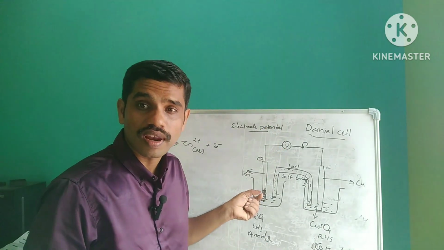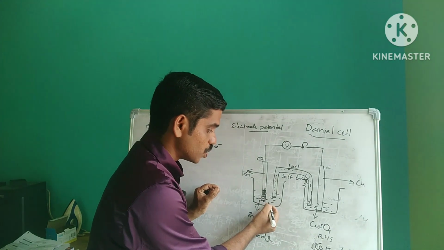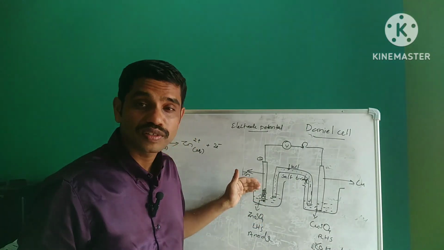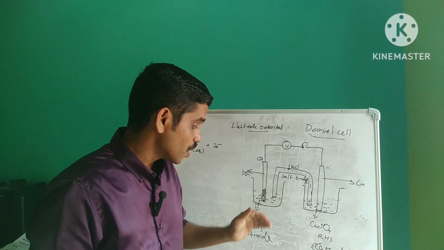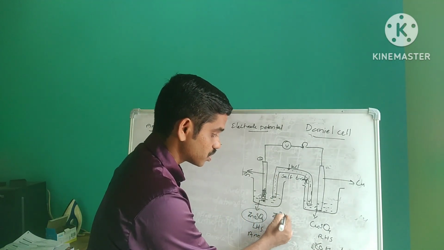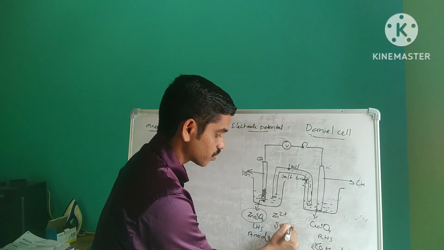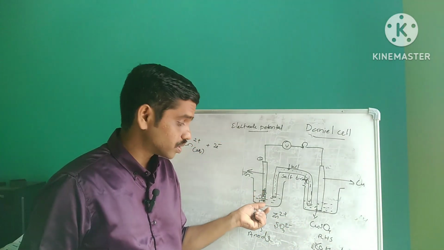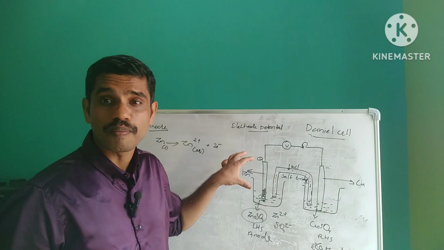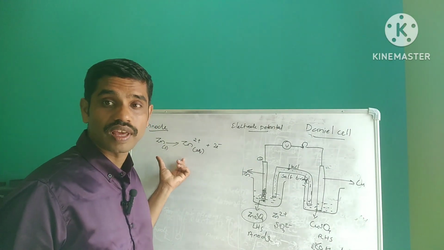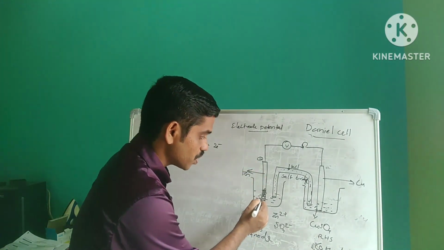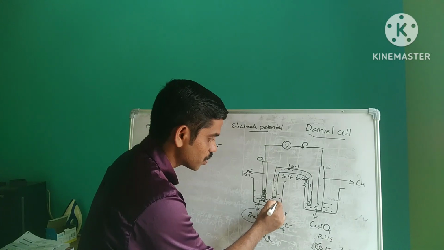So a potential will develop between the solution and the zinc rod atoms. The atoms have a tendency to become ions, and in the zinc sulfate, what are the ions present? Zn2+ and SO4 2-. So Zn2+ ions want to become Zn atoms. But at the anode, mainly oxidation will happen. Zinc will lose 2 electrons and Zn2+ ions will come into the solution.